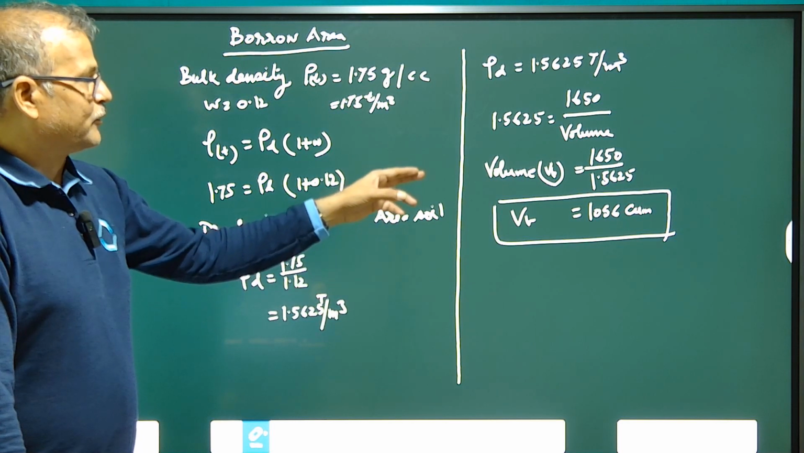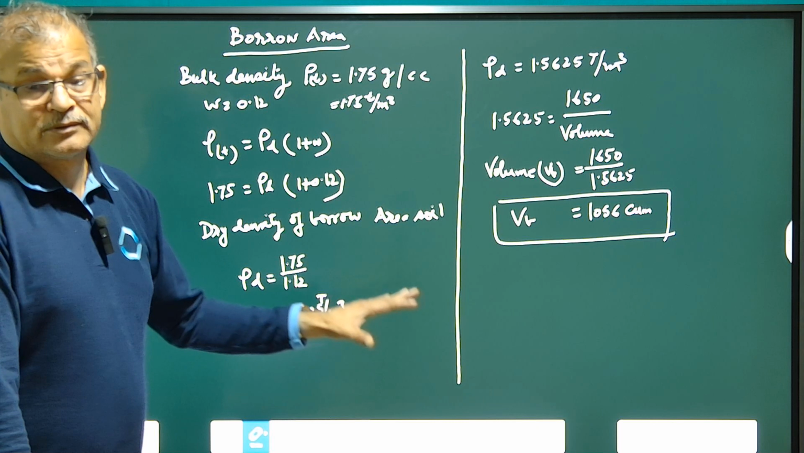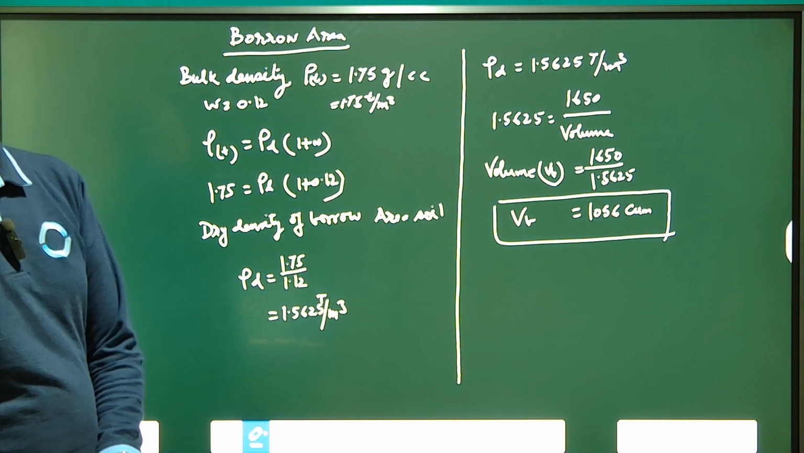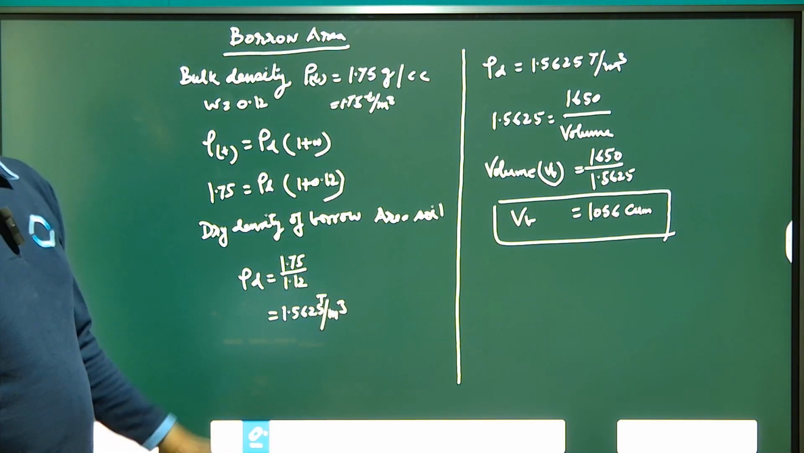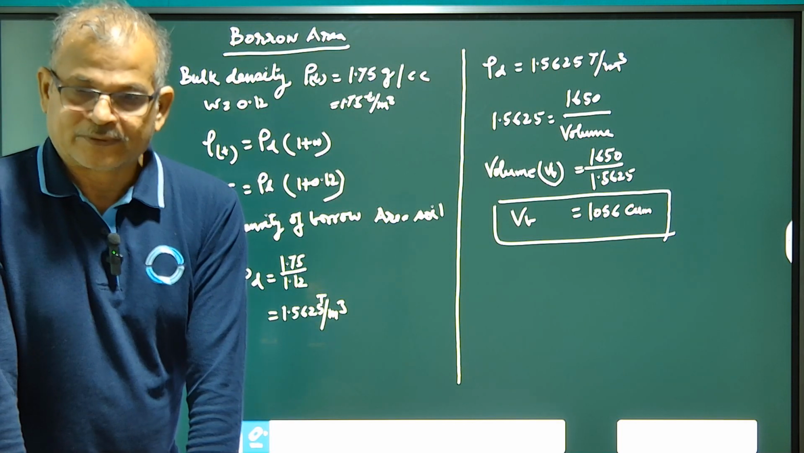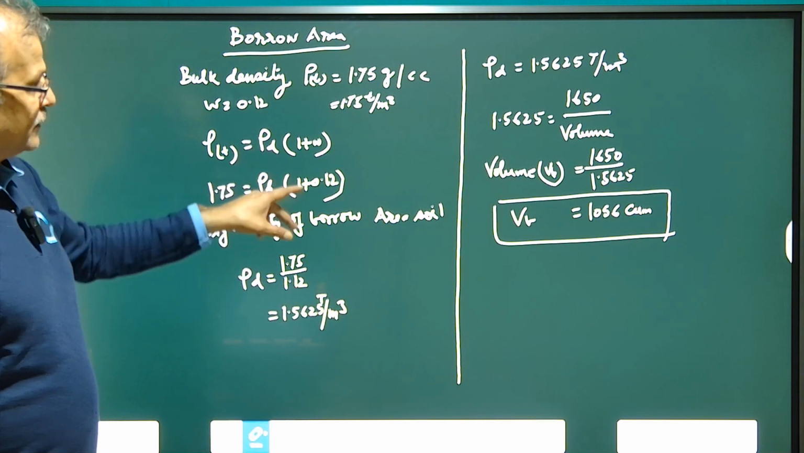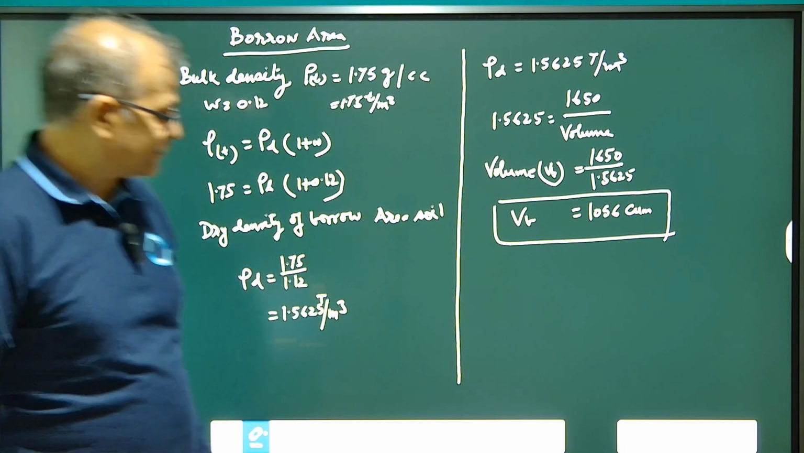So the borrow area soil is more than the soil required in the compacted soil in the field. Sometimes this dispute arises: you brought only this much soil and the measurements are only 1000 cubic meter. So to resolve this kind of dispute, this kind of question and solution is very important.